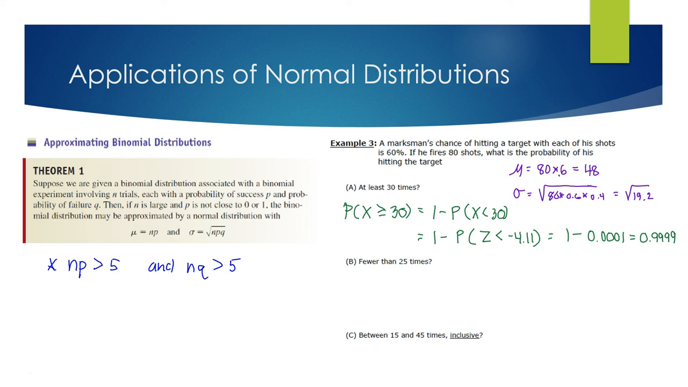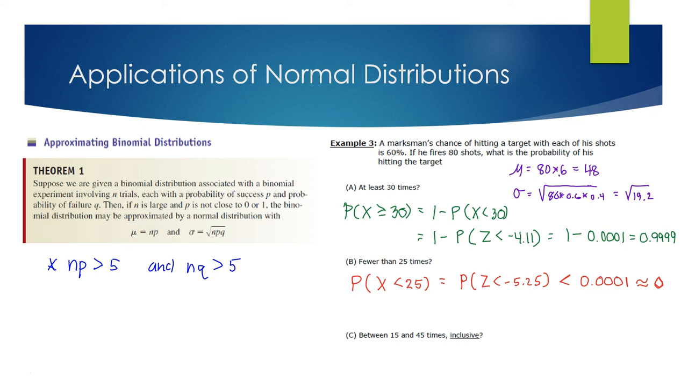Fewer than 25 times, again, I'm going to do the probability that x is less than 25, which is the probability that z is less than negative 5.25. And again, the table doesn't go down that low, so I know it's going to be less than 0.0001. So that's about nothing. There's basically no chance that this marksman is going to hit fewer than 25 times. Okay. Between 15 and 45 times inclusive.